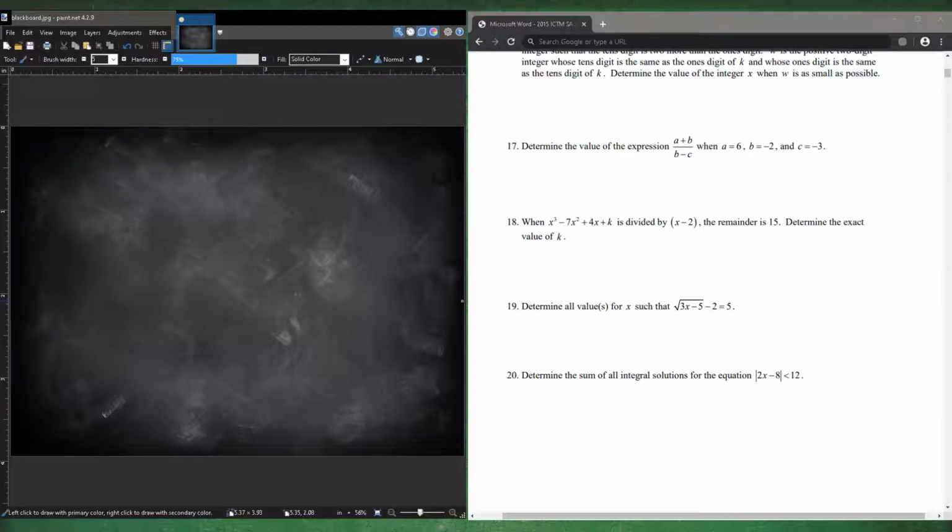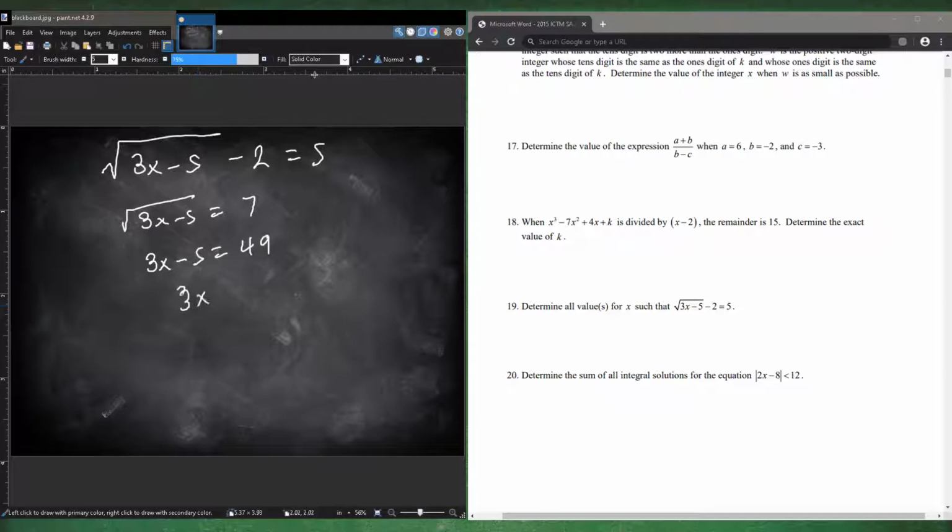Okay, 19. Determine all values for x such that the square root of 3x minus 5, minus 2, is equal to 5. So we add 2 to both sides, so then we get equals 7. So square both sides, so 3x minus 5 equals 49. Add 5 to both sides, equals 54. So divide by 3, we get 18. So your answer is 18.